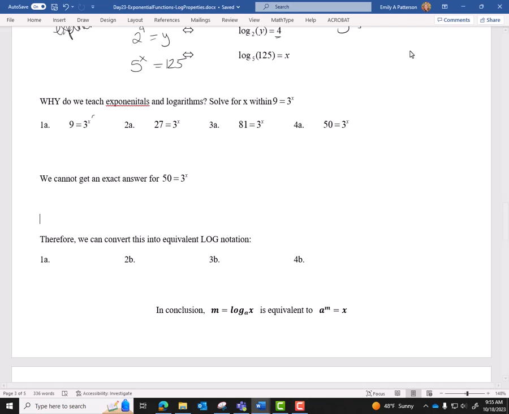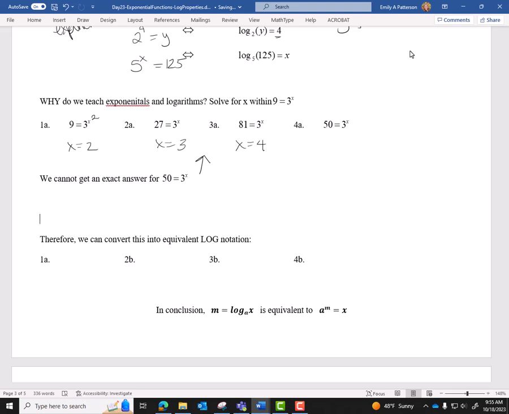3 squared is going to be 9, so x is simply 2. In this one, I know that 3 to the third is 27, so x is 3. So in these first examples, it's really easy to solve. But in this one, it's not so much. We can't get an exact answer for this because it's going to be somewhere in between 3 and 4.